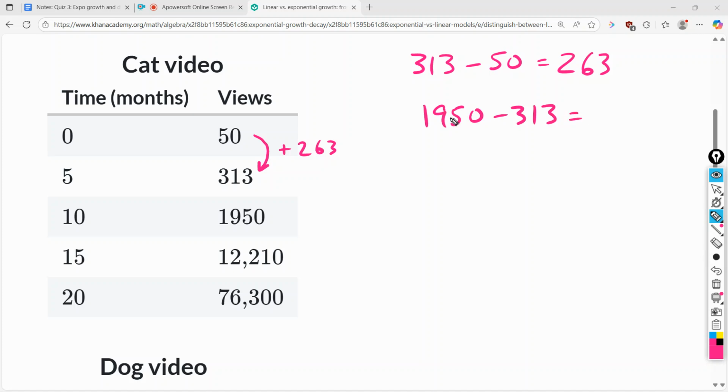all right, that's going to be well over 1,000. Okay, that's going to be 1,237. Either way, though, it's not even close. Okay, this adds 1,237. Okay, we are definitely not adding the same amount each time. So for the cat video, that's going to have to be exponential. You can double check and do 313 divided by 50, 1950 divided by 313. But if it's not linear, it has to be exponential.